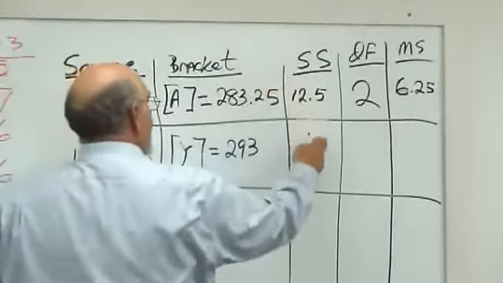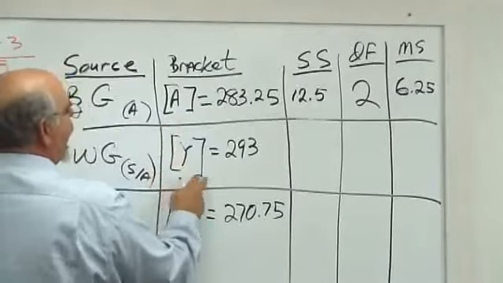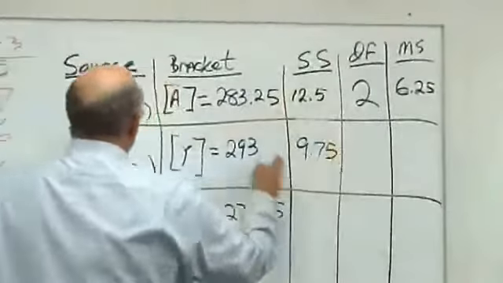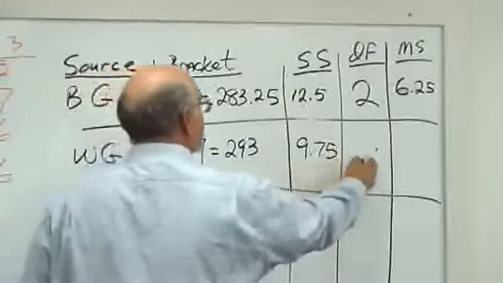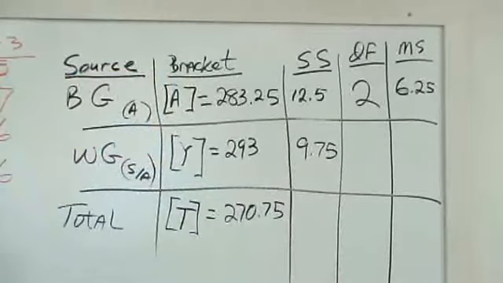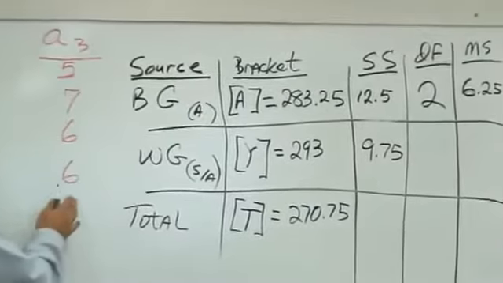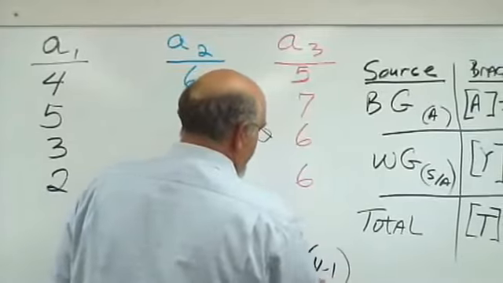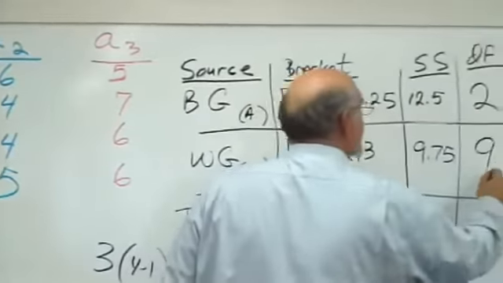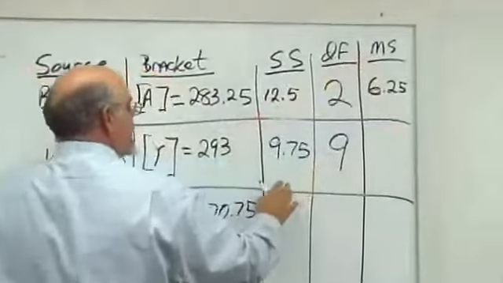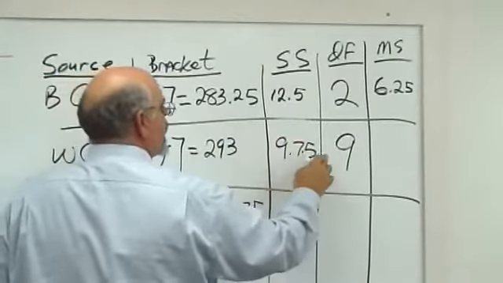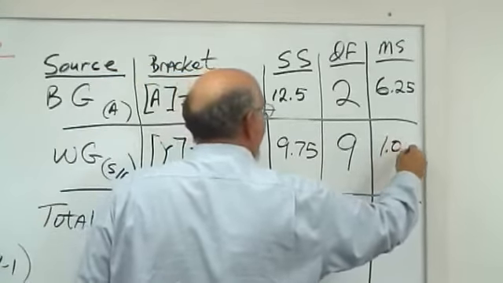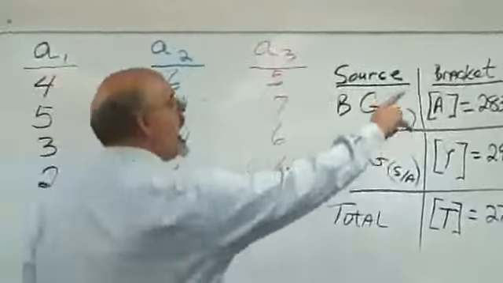The within group sum of squares is Y minus A. That looks like 9.75. The degrees of freedom for the within group is A times n minus 1. A is 1, 2, 3. N is the number per group. So that's 3 times 4 minus 1, which is 3 times 3. That's 9. And then the mean square of this is the sum of squares divided by the degrees of freedom, and that comes out to be 1.08 roughly.